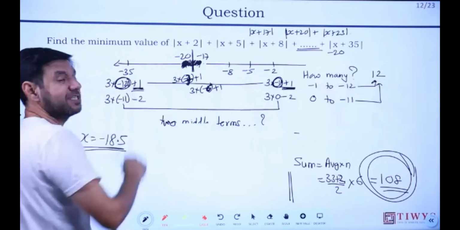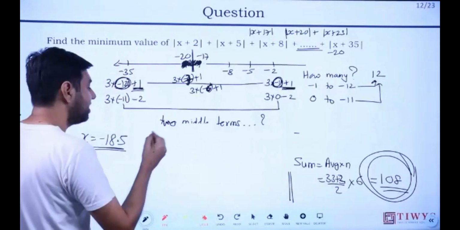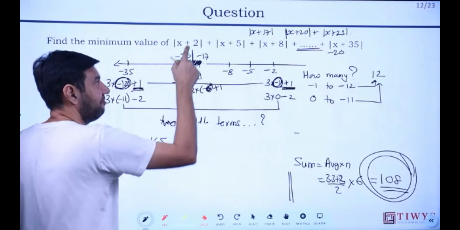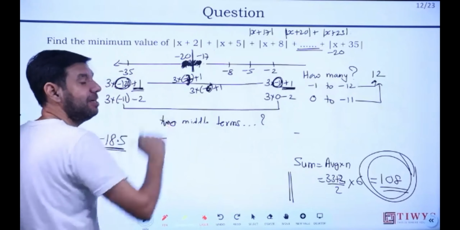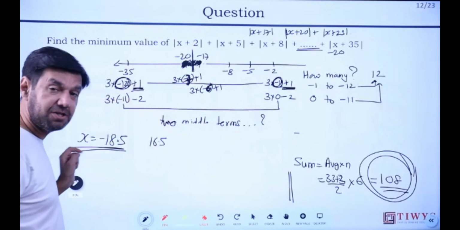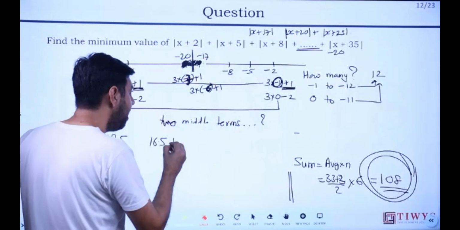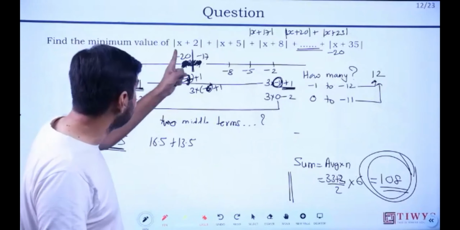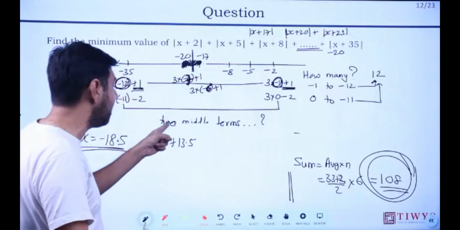-18.5 plus 2 is -16.5. When you take the mod, you get 16.5. -18.5 plus 5, that is -13.5, and the mod is 13.5. And you should understand, as you keep going from one to another, it is decreasing by 3.